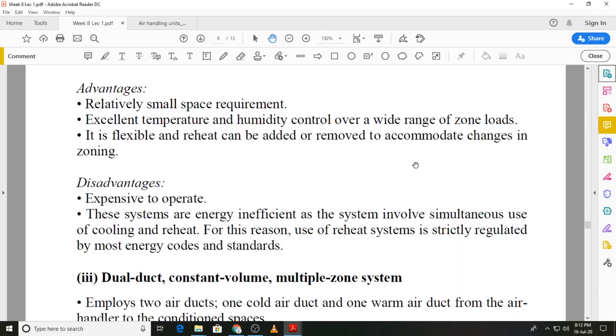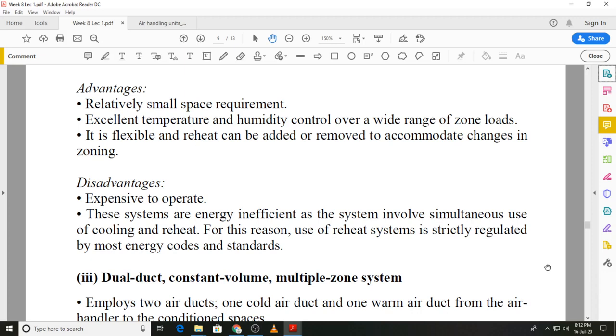Then the advantages and disadvantages of this type of system, the terminal reheat system, are also given to you. Relatively small, less space is required. Temperature and humidity control is very good, and it is flexible, and reheat can be added or removed according to the change in the load in the zone.